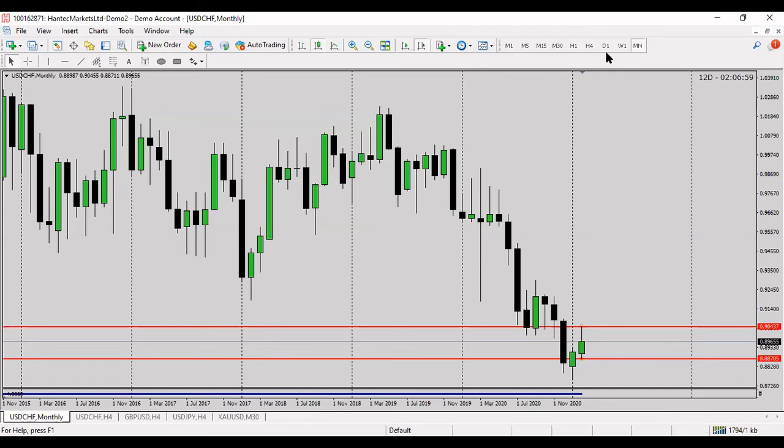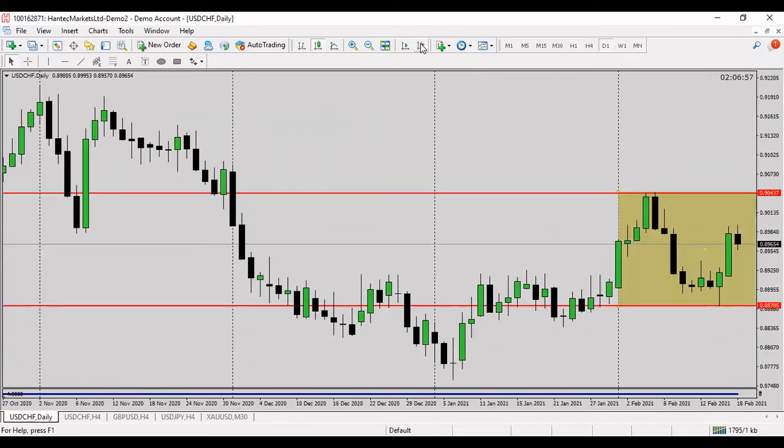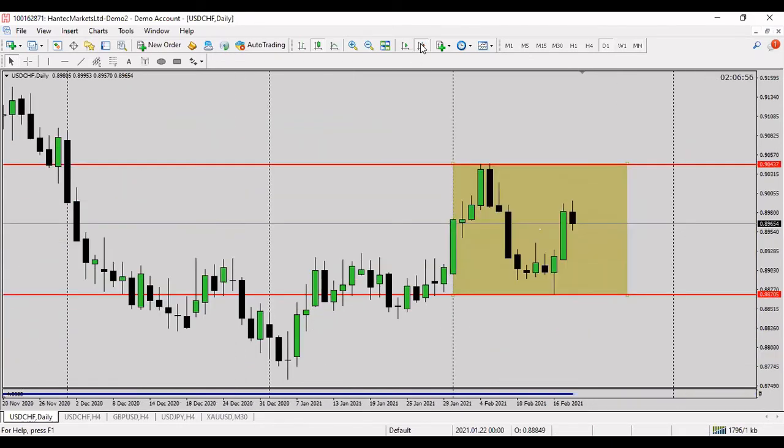So if I come back to the daily time frame, the monthly time frame is too big a time frame. You cannot place trades there as a retail trader. You need to have very big capital, like a bank or an institution, to trade on such big time frames so that you can hold your trades for a very long time. As a retail trader, you should be targeting relatively smaller time frames.